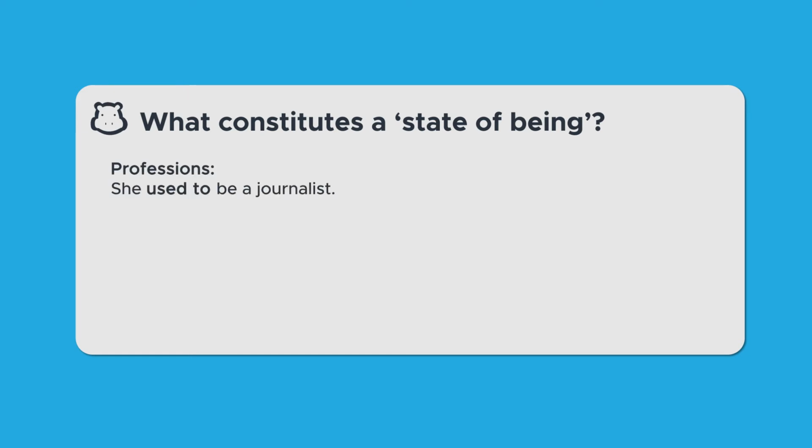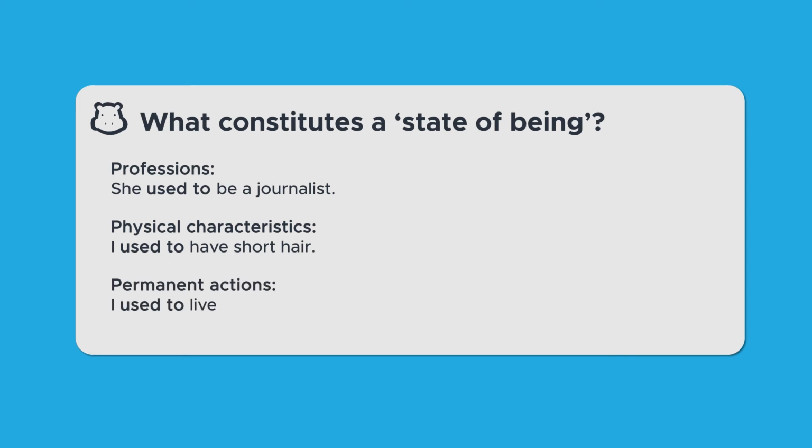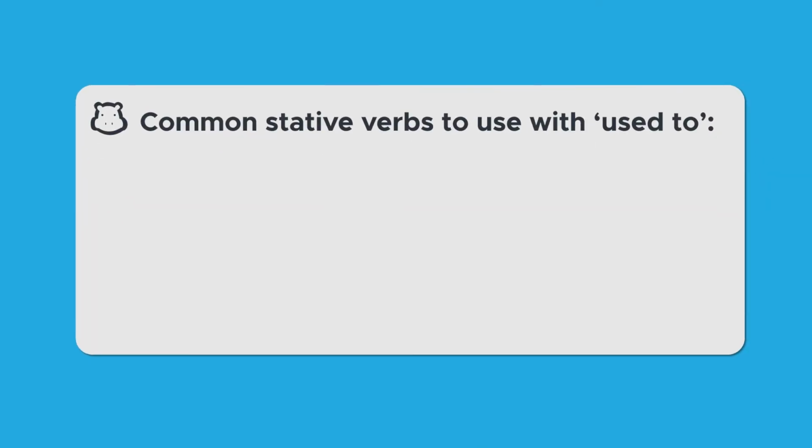Professions. She used to be a journalist. Physical characteristics. I used to have short hair. Permanent actions in the past. I used to live in New York as a teenager. And finally, state verbs, which usually express feelings or opinions on something. Some of the most common state verbs include love, hate, believe, want, need, feel, and know, among many others.